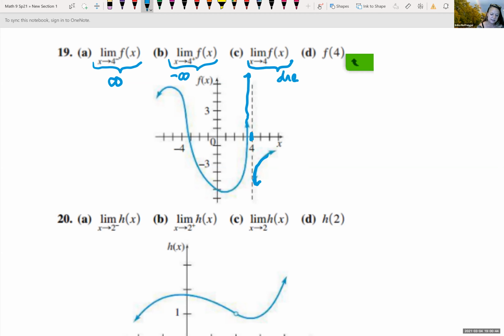And f of 4, this is a vertical asymptote. This is undefined. There's no value of x equals 4.